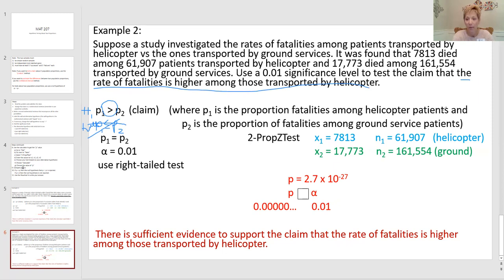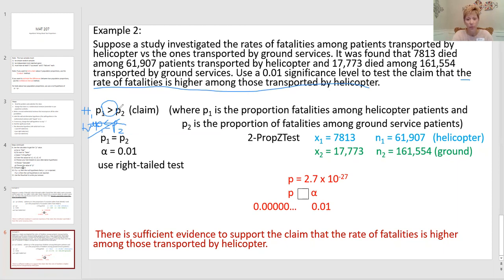Now remember, P1 are my helicopter patients. So there's my total, and it wanted fatalities. So that's why X1 are the fatalities, the people who didn't make it. Okay. My P2 was my ground services people. So there's my total for the ground services and my fatalities for the ground services. So I enter all of that. I go back to my alternative. It said greater than, so make sure you highlight the greater than choice on your test. All right. Go choose calculate.